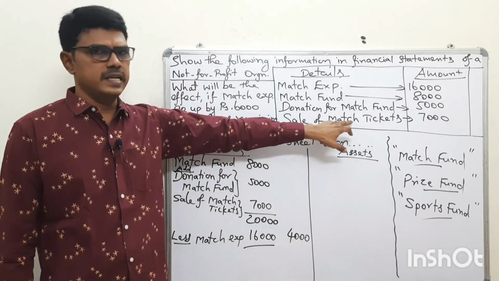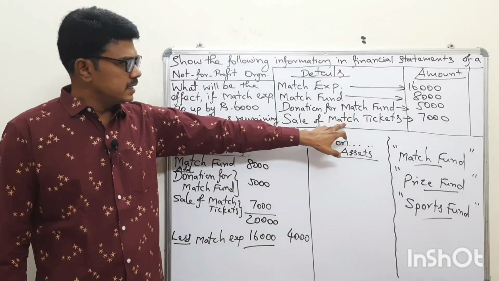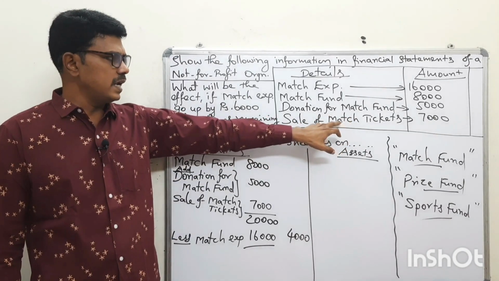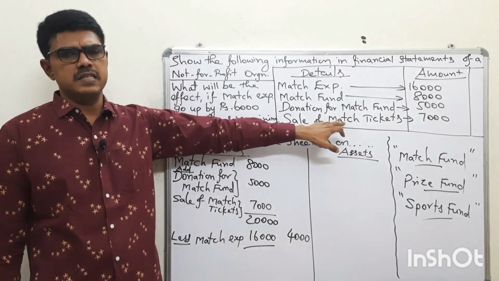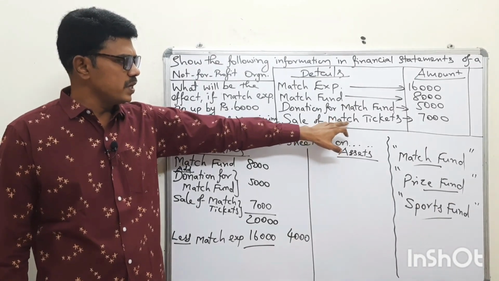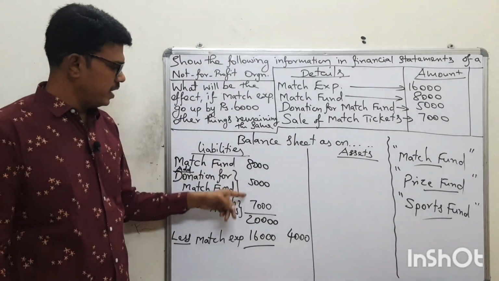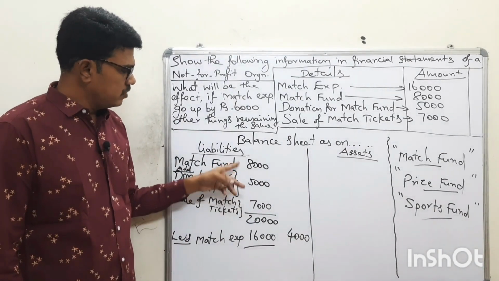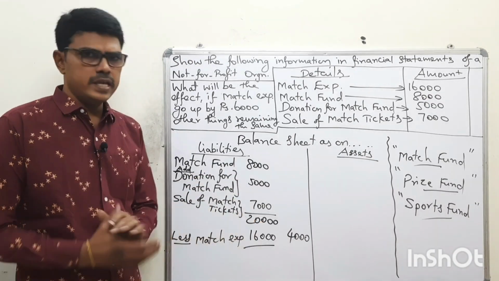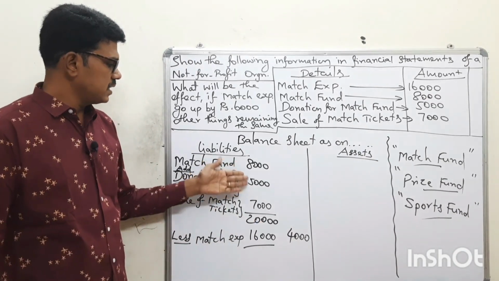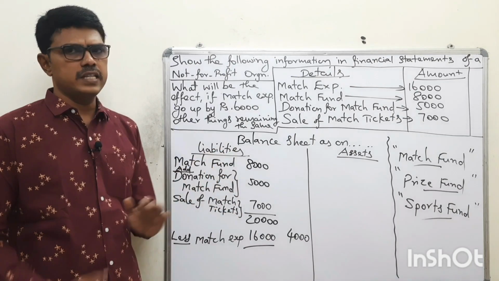Sale of match tickets, right? At the time of some tournaments they would have collected some amount by selling the tickets. This is the income, 7,000 rupees. So if we add these two values with 8,000, then the total will be 20,000, right? These are the incomes added with 8,000 rupees.